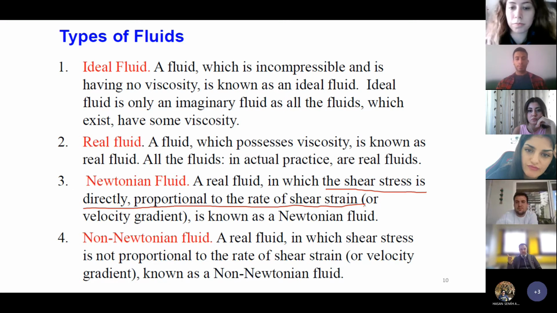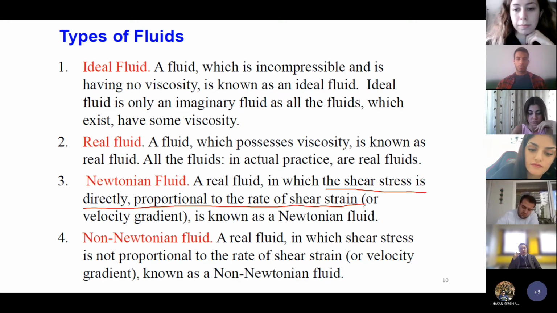If it is not proportional, if shear stress is not proportional to the velocity gradient, it is called non-Newtonian fluid. Therefore, in non-Newtonian fluid, you cannot use the Newton viscosity law.